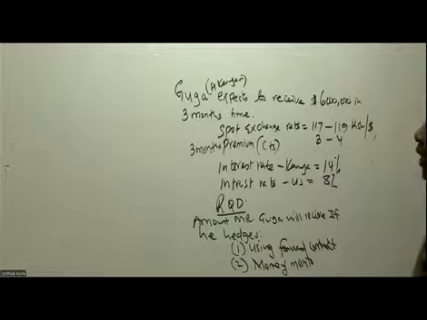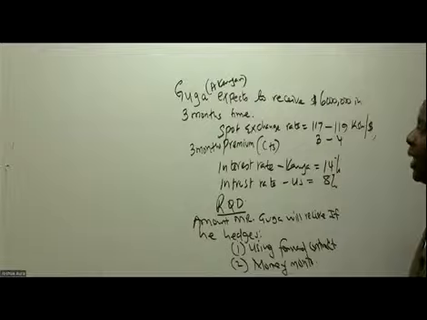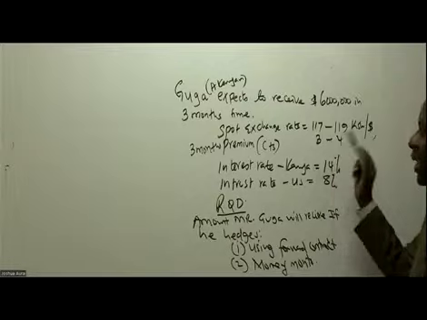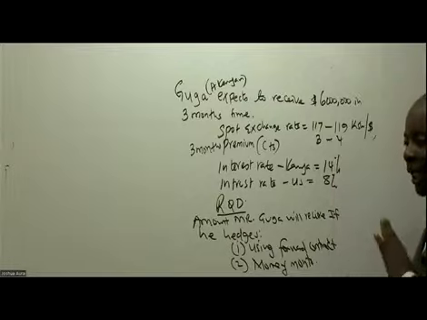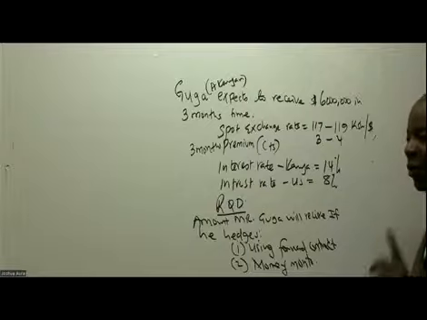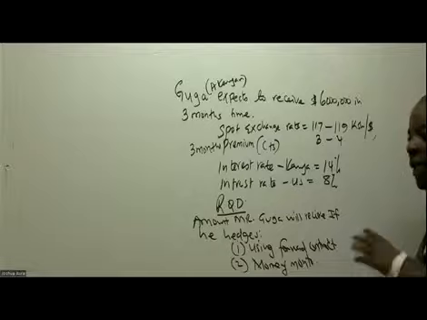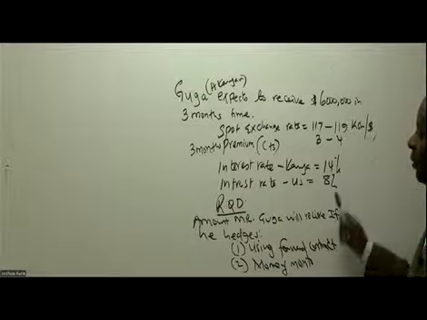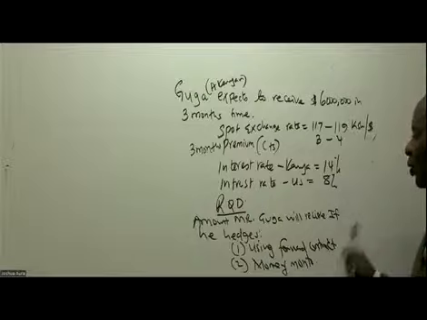We have Mr. Guga, who is a Kenyan, expecting to receive some foreign currency in 3 months' time. They have given us the spot exchange rate, 117 to 119 Kenya shillings per dollar. Then they have given us the 3 months premium in cents. Anytime they give us cents, always remember that you have to divide them by 100. To change cents to whichever currency, you must always divide by 100. Then they've given us the interest rate in Kenya and the interest rate in the US.